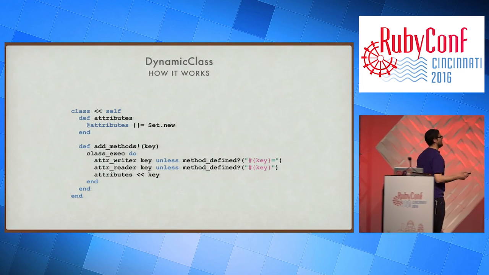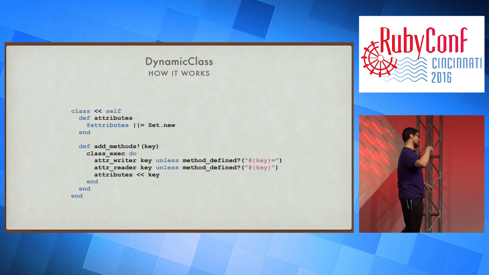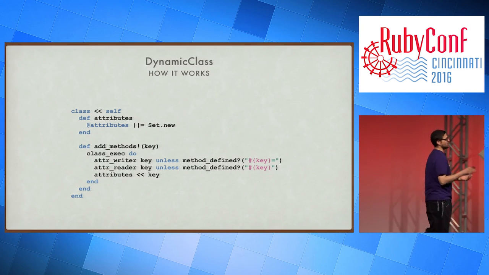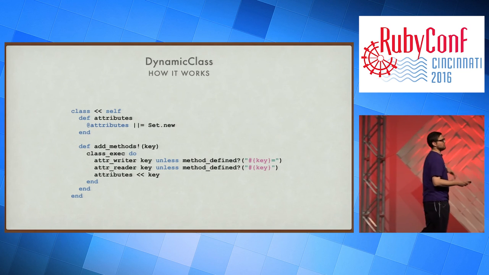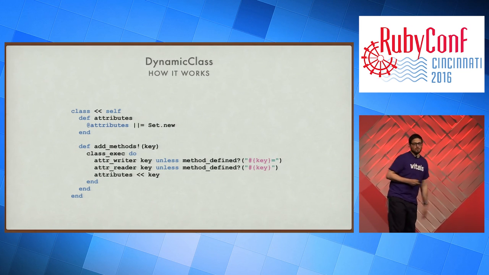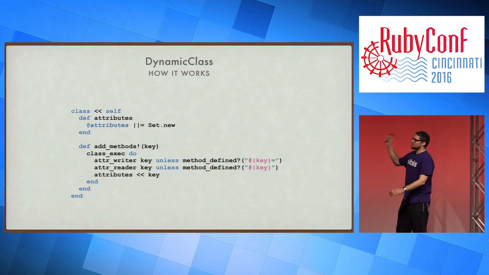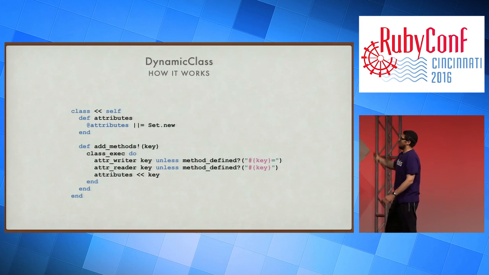The first thing that you have to see is that on the class level, we have two methods. We have an attributes method, which just holds on to a set. A set is kind of like an array, but you can look up much more quickly whether something's a member or not. That's probably its own talk. It's actually pretty cool. So we have our set of attributes that we've defined on our class.